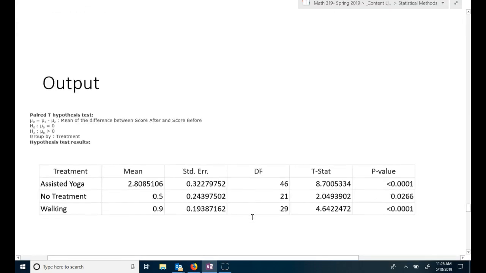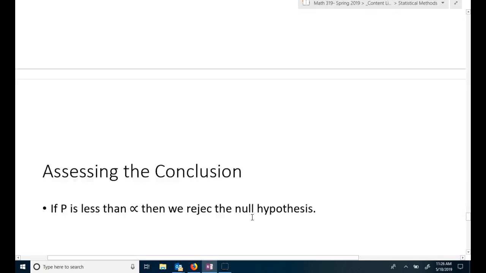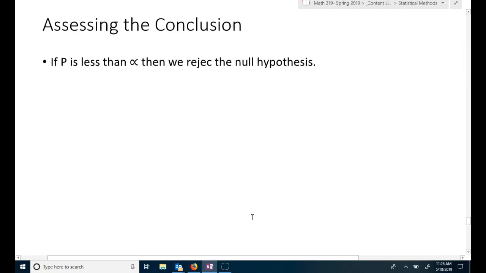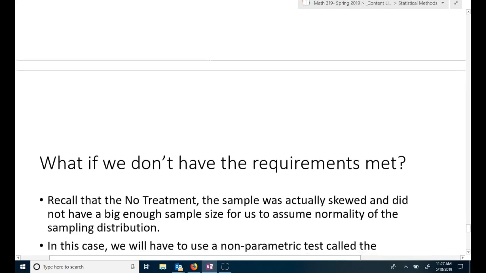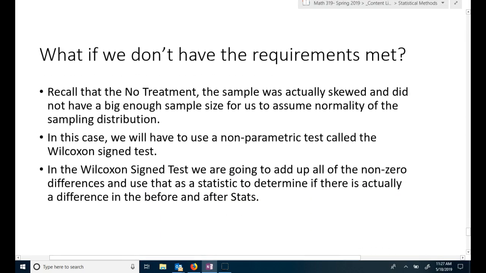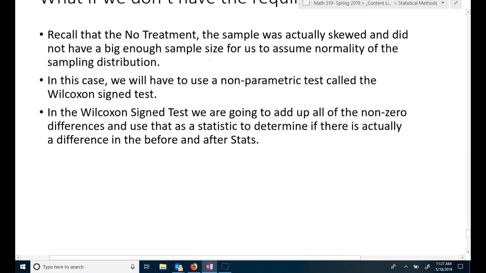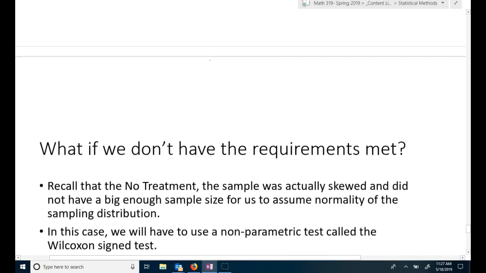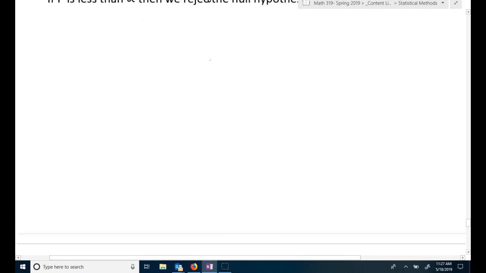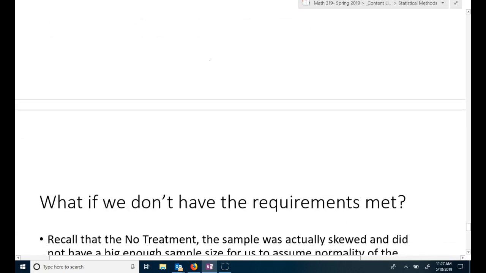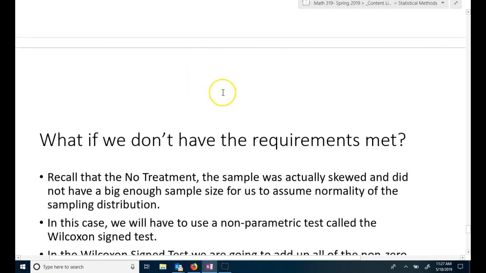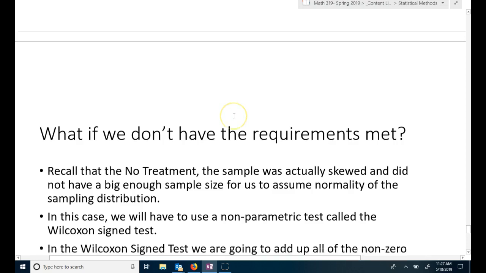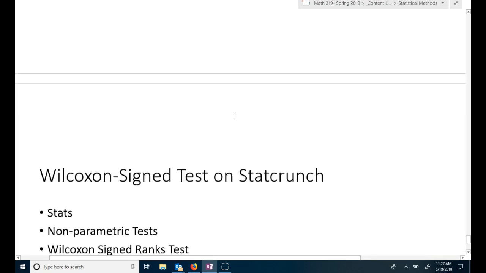So we utilize our StatCrunch, and we reject the null hypothesis. All right. And what does that tell me? That tells me that, in fact, I can reject the null hypothesis. Okay. Now, let's talk a little bit about something else. You know what? I'm going to talk about this in a different video called the Wilcoxon sign test. All right. And we'll do that a little bit later. Okay.